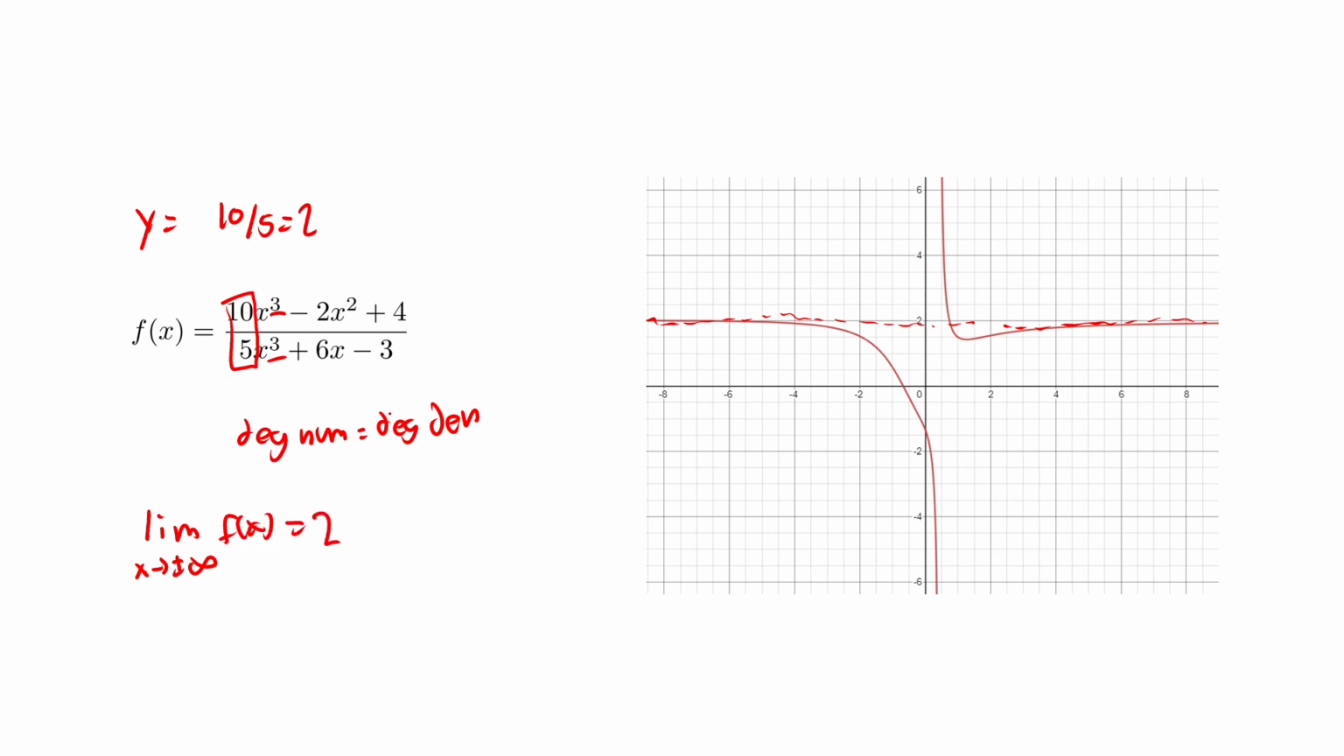So we can actually use these rules to figure out what the limit is without necessarily having to do the thing where you find the highest exponent and divide each term. You can still do it that way. You'll get the same answer.